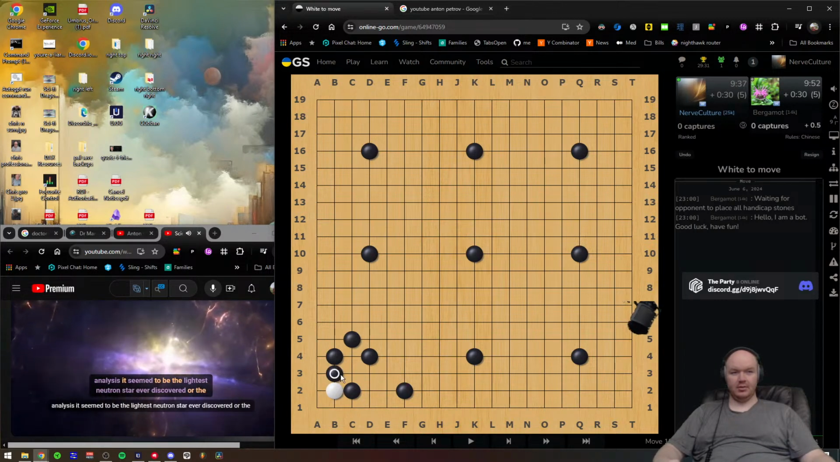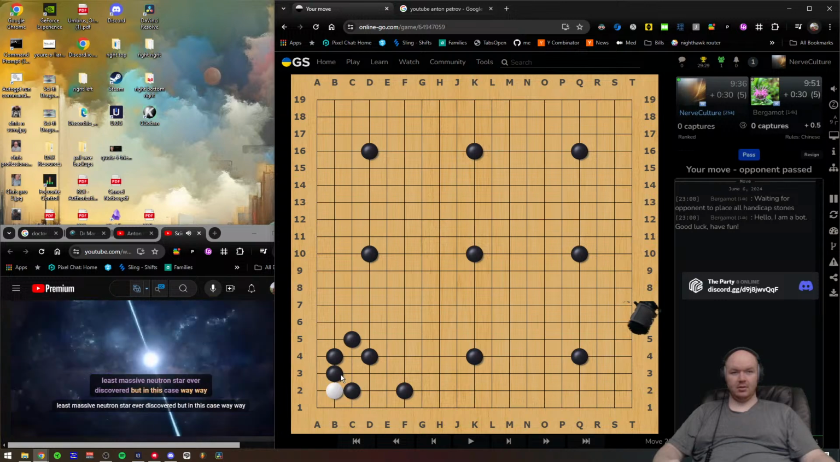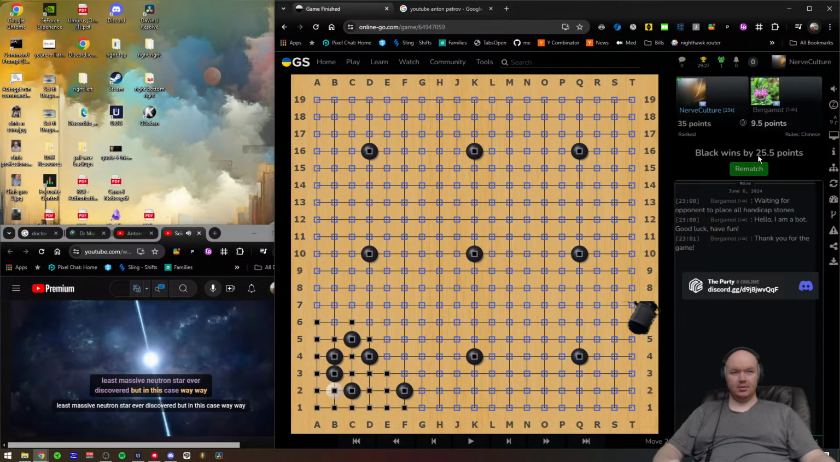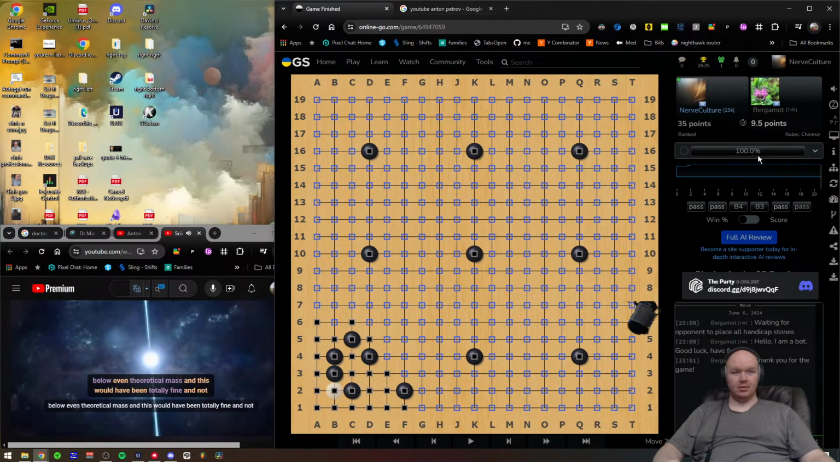The lightest neutron star ever discovered, or the least massive neutron star ever discovered. But in this case, way below even theoretical mass.